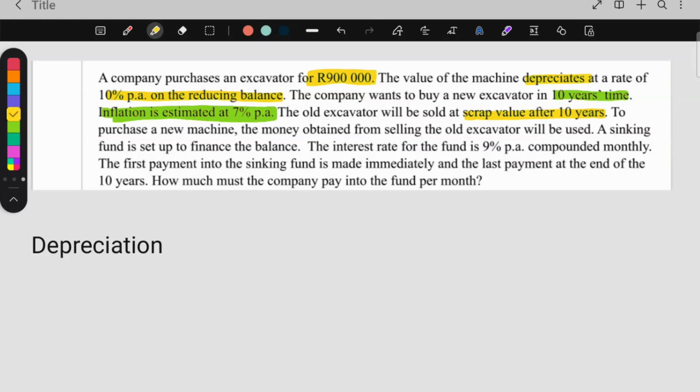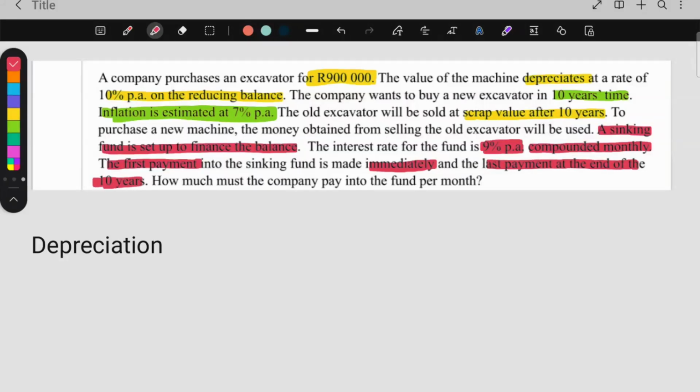Then it says to purchase a new machine, the money obtained from selling the old excavator will be used. So a sinking fund needs to be set up for the balance. Now this sinking fund, the interest rate is 9% per annum compounded monthly, and the first payment into the sinking fund is made immediately, and the last payment is made at the end of the 10-year period.